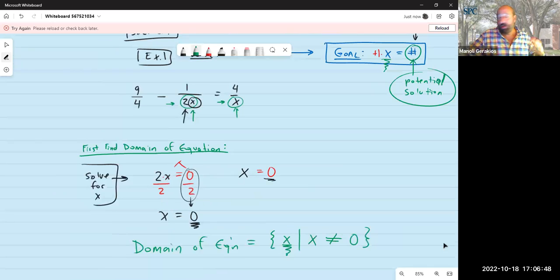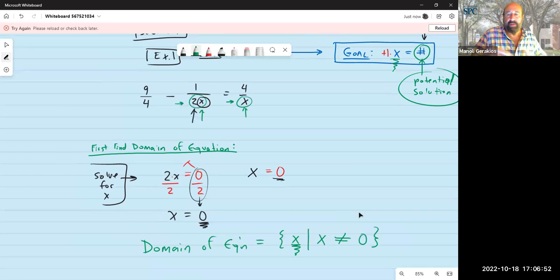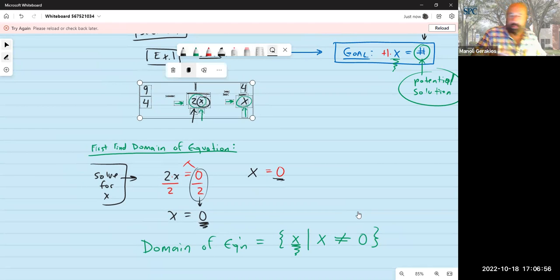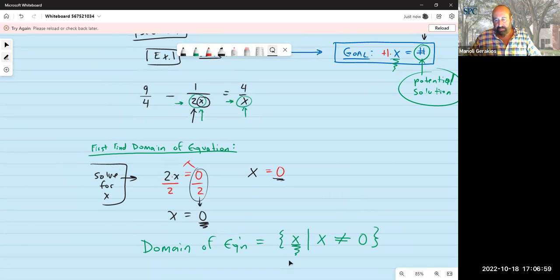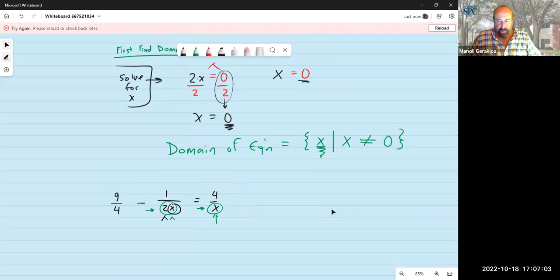Okay, now let's go in earnest to the next step. I'm just going to copy this real quick just to be able to see it because I've got to zoom out. Let's move it down here. Copy it down here, and then we'll clean it up. So this is a 2x, and this is an x. Now it's time to eliminate fractions.